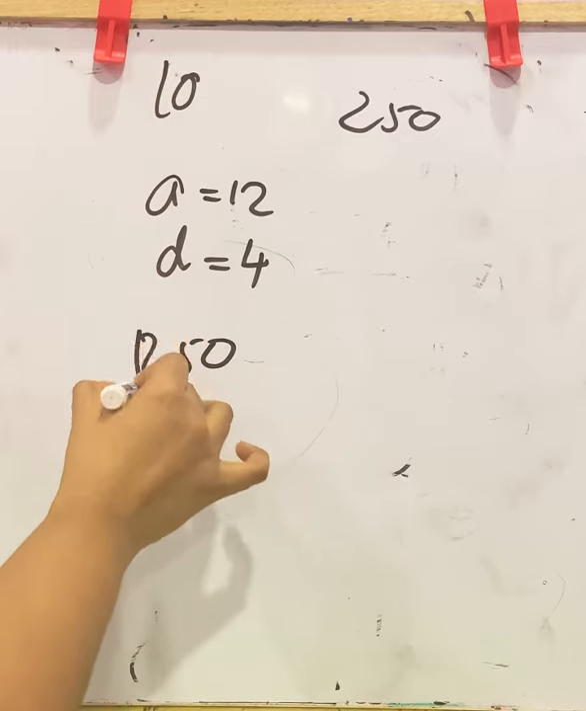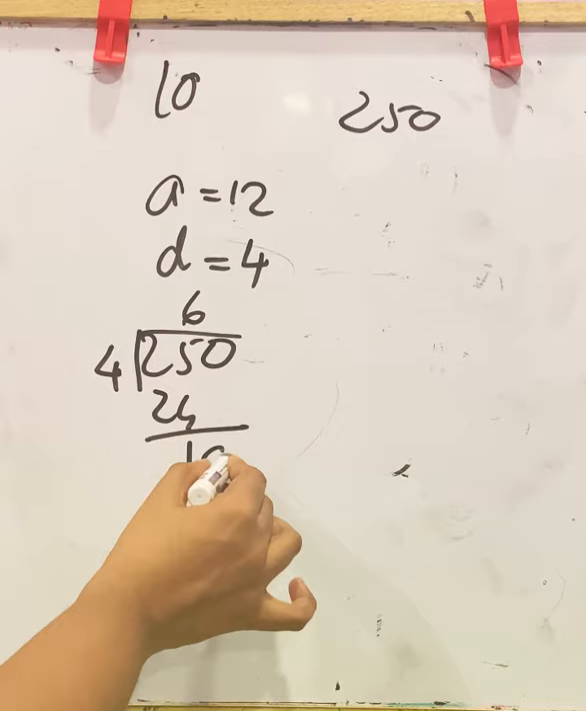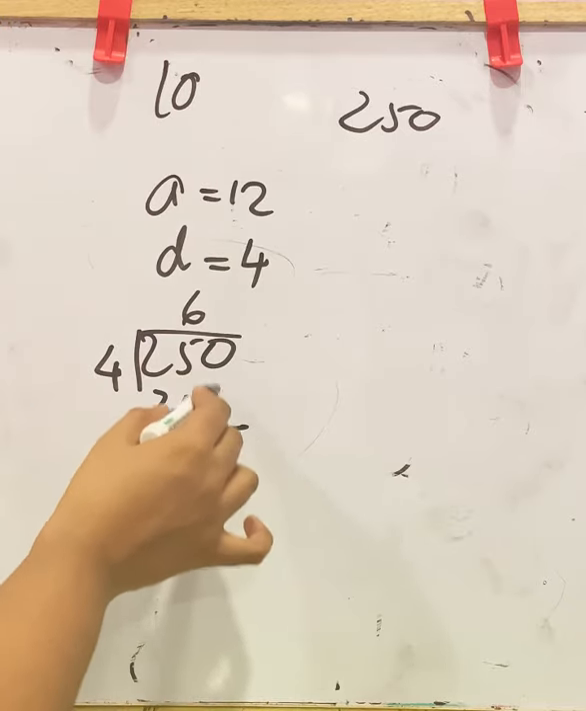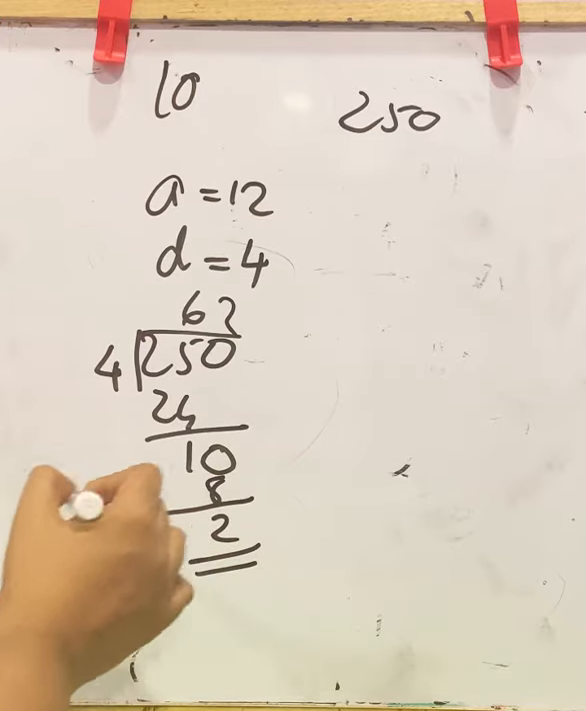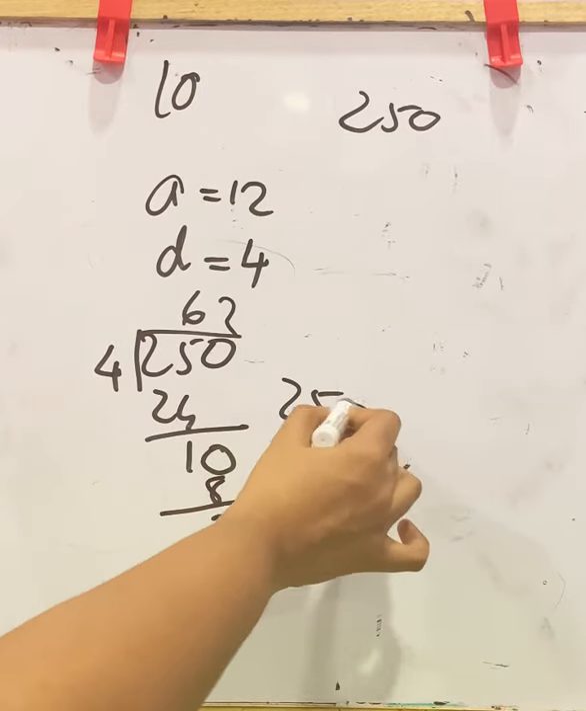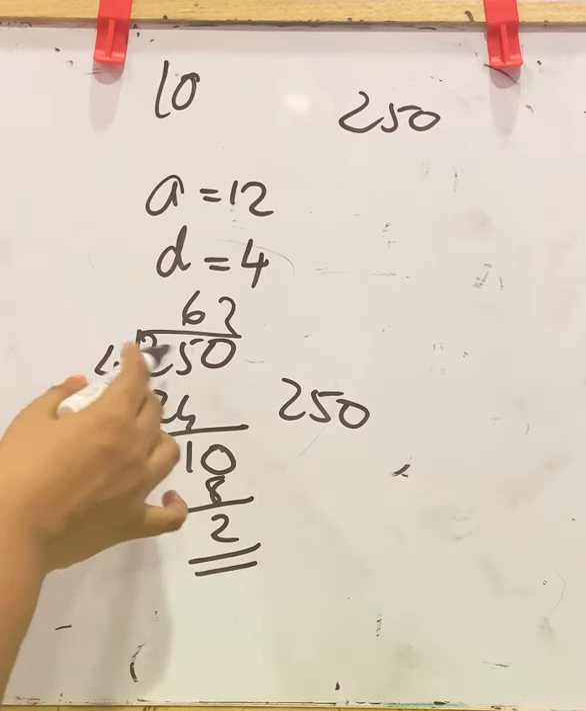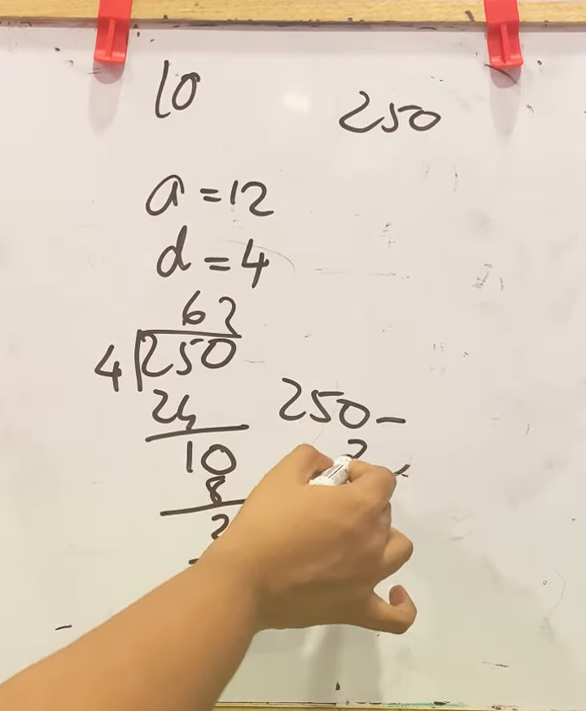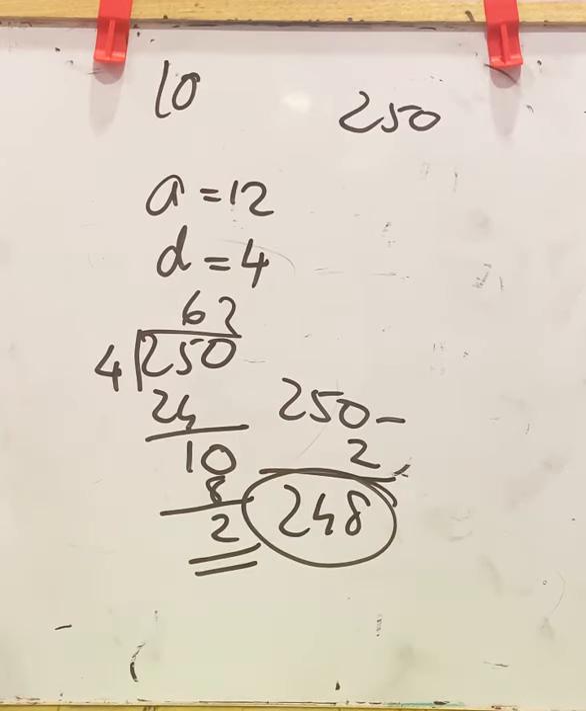Let us divide 250 by 4. 4 sixes are 24, balance 1. Carry down this 0, that is 10. 4 twos are 8, balance 2. 2 is the balance. So 250 is the number given in the question, but we got 2 as balance when we divide it by 4. So subtract 2 from it. That is 248, which will be a perfect multiple of 4.